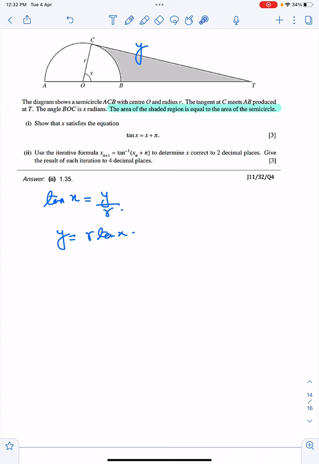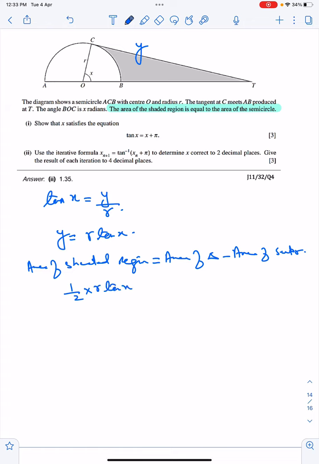Now, using this, the area of the shaded region equals the area of the triangle minus the area of the sector. The area of the triangle is half into base. The base is y, which is r tan of x, into height, which is r. Area of the triangle minus the area of the sector. The area of the sector is half r squared theta. Theta is x in this case. We are using the formula area of sector equals half r squared theta. This is going to be equal to the area of the semicircle.